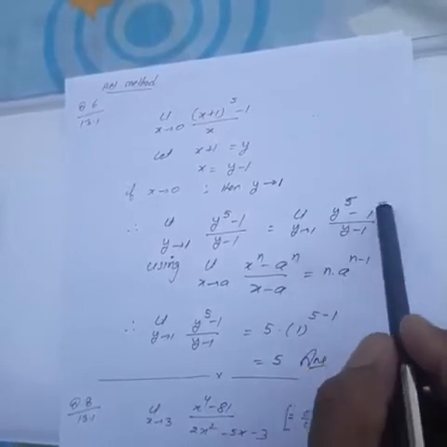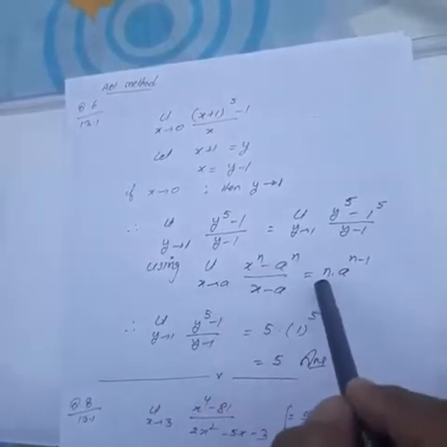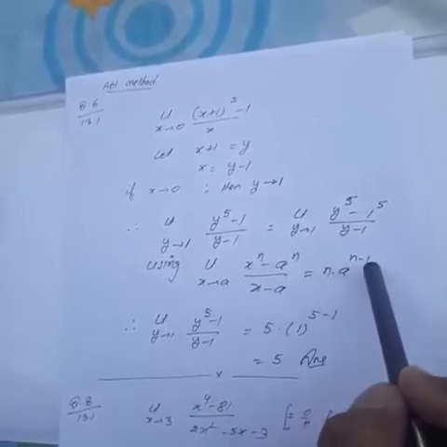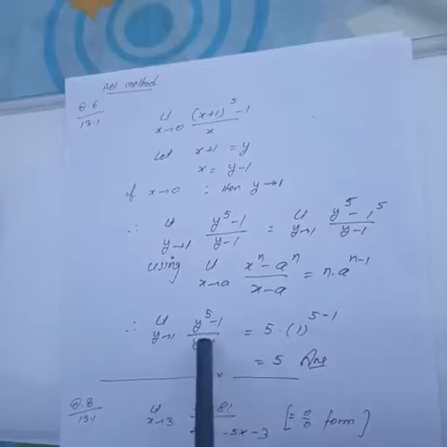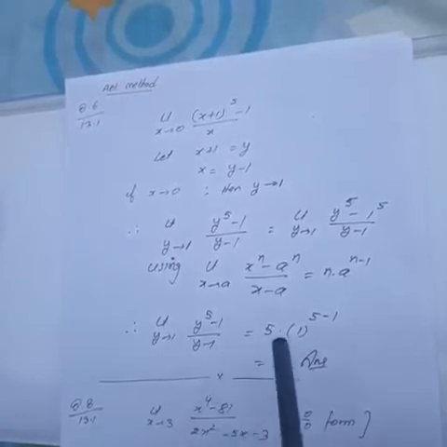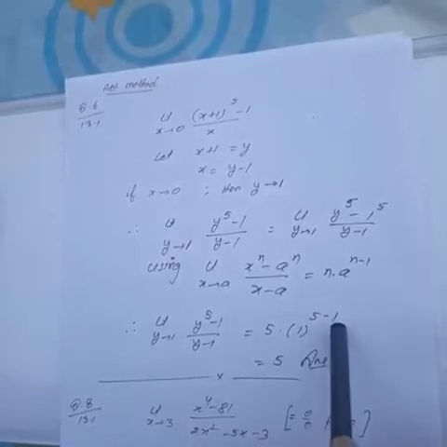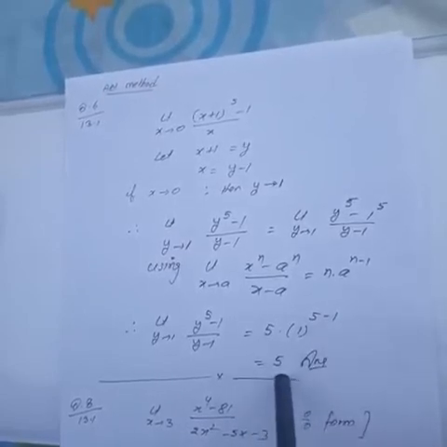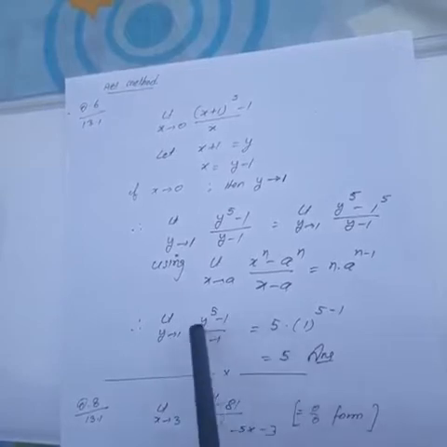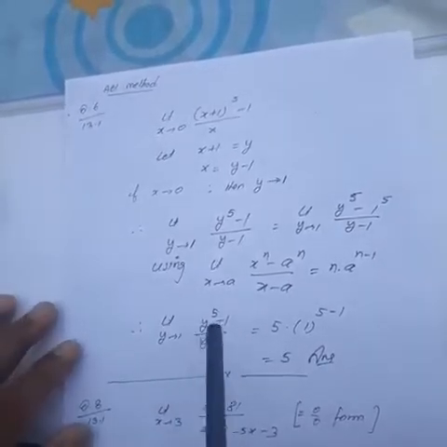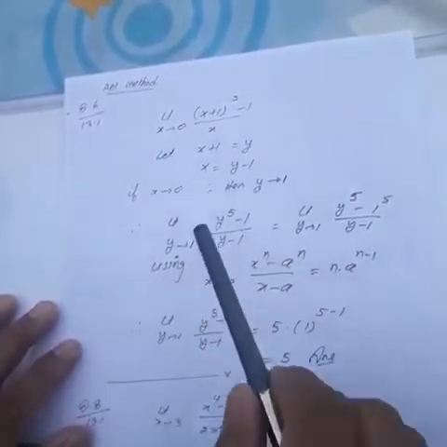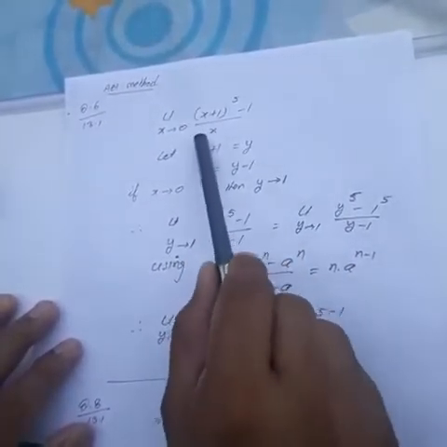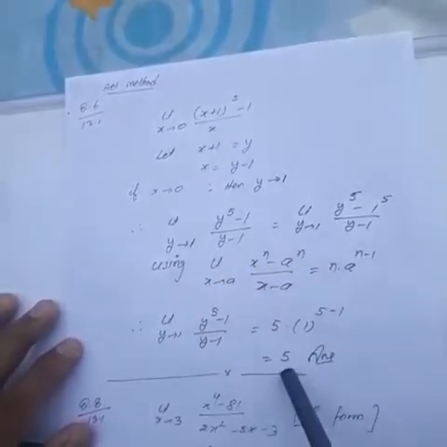A is 1 and n is 5, so it is equal to n into a raised to the power n minus 1. So therefore limit y tends to 1 of y raised to the power 5 minus 1 upon y minus 1 will be equal to 5 into 1 raised to the power 5 minus 1, and that will be equal to 5. So 5 is the value of limit of this function, and this is equal to the same previous function we have converted. So it means limit x tends to 0 of (x plus 1) raised to the power 5 minus 1 upon x is equal to 5. This is the answer.